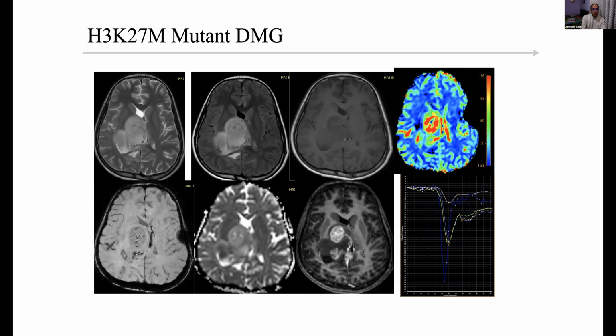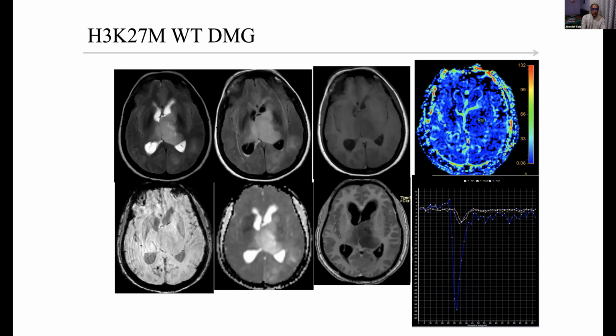But again, the mutation status determines the prognosis, because those which are mutant tend to have a very bad prognosis. This is a wild type tumor which doesn't show much enhancement, not much perfusion, but because of the deep-seated location, they have a very bad prognosis.